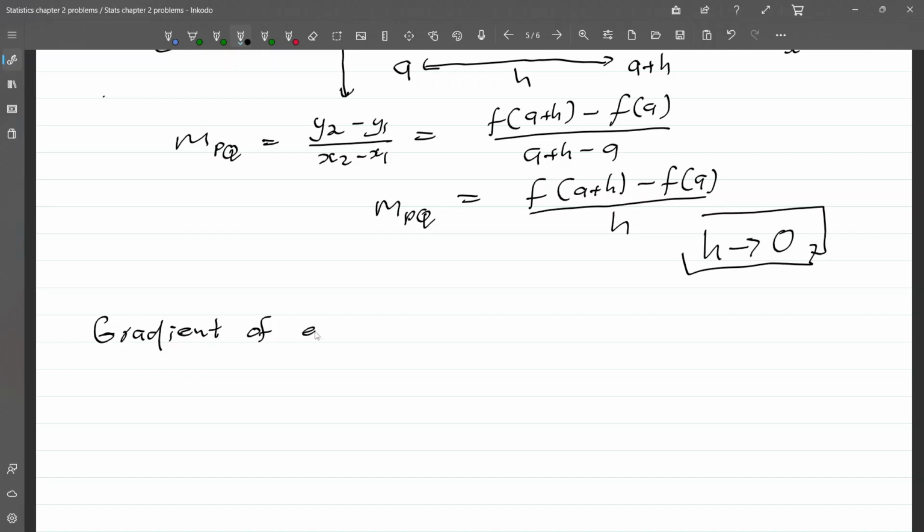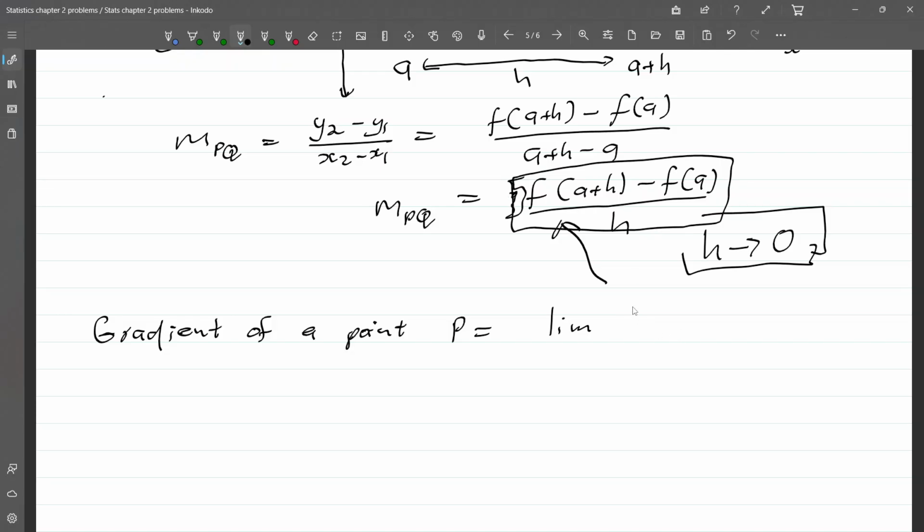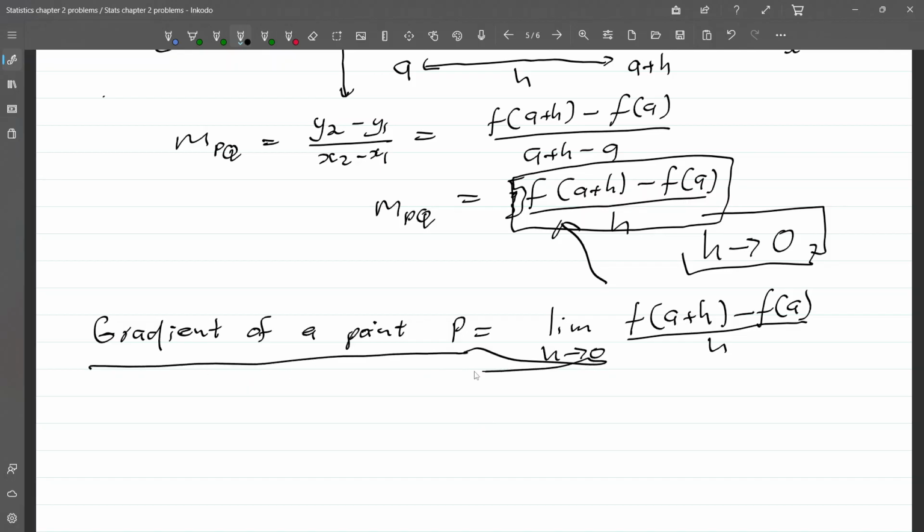So that is why, when you find the gradient at a point P, it is going to be the limit of this function, the one we just derived: the limit of f of a plus h minus f of a over h when h goes to 0. What does this mean? What is this thing doing?